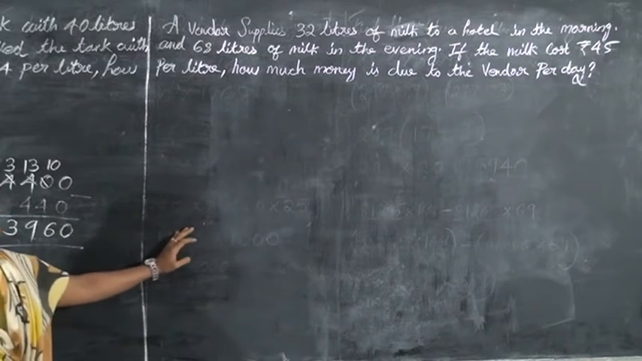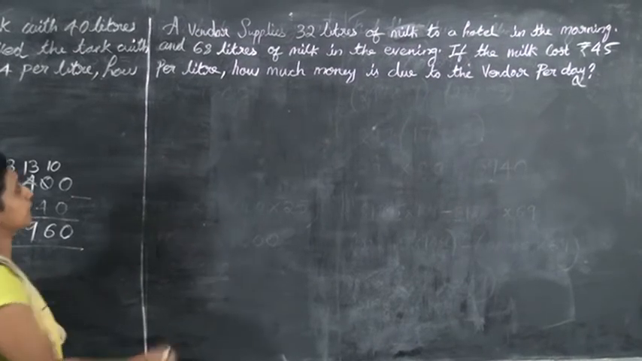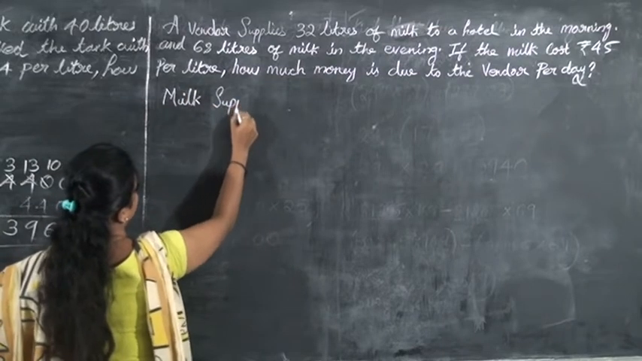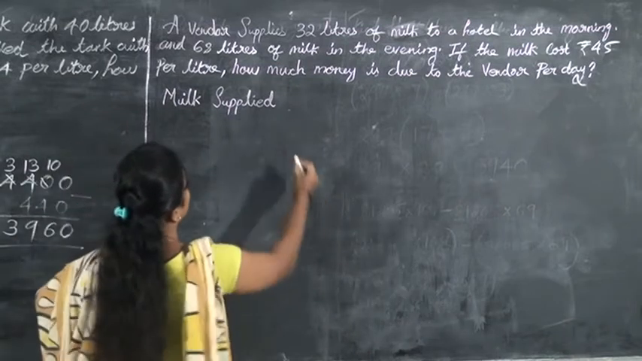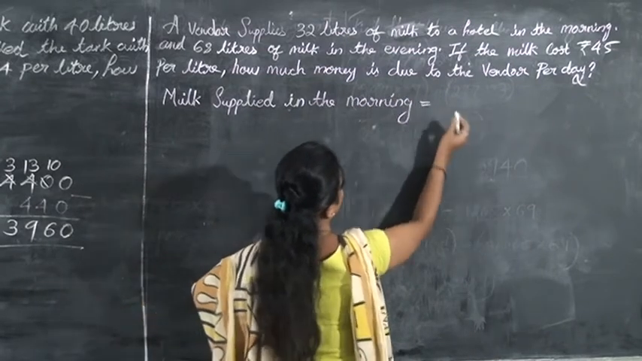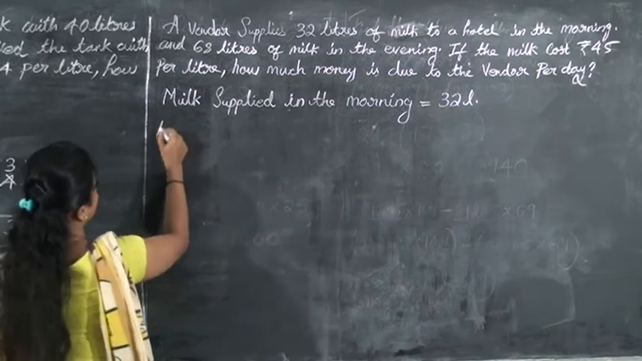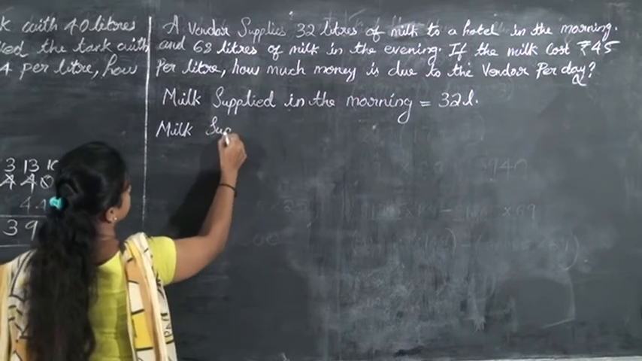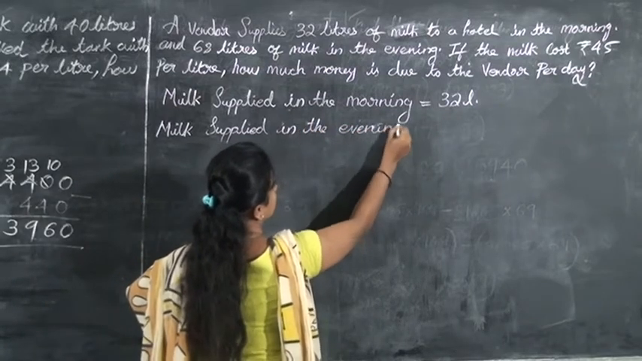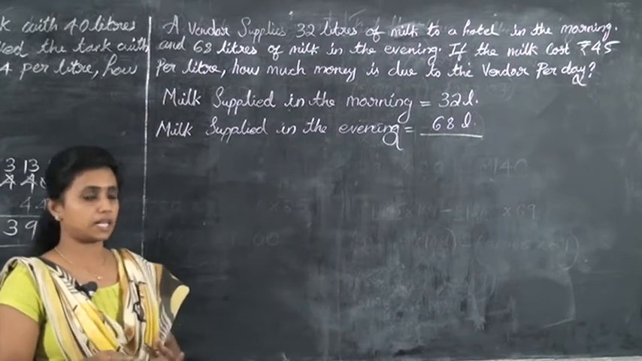So how will we find this? How much amount would the vendor have received in a day? How can we find it? Let's write the statement. Milk supplied in the morning is 32 liter. Milk supplied in the evening is 68 liter. So we want to find the total milk supplied in a day.